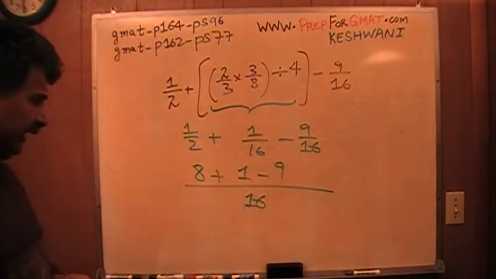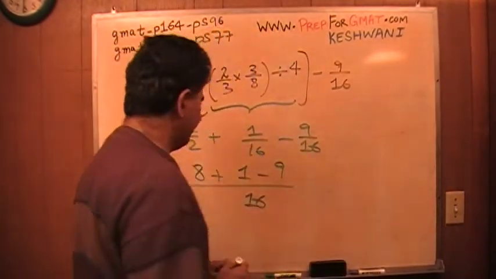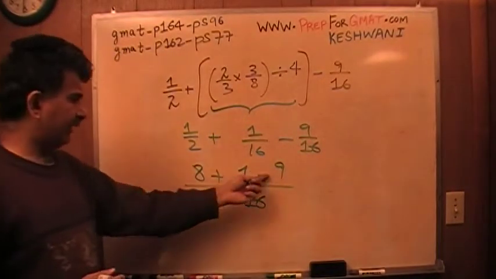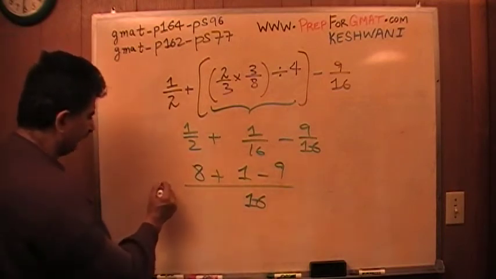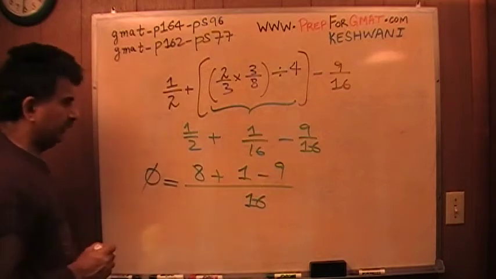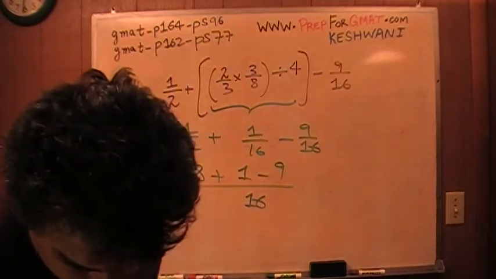So what do we end up on the numerator? 8 plus 1 minus 9. It's a big fat 0. This whole thing, basically, after all that work, all we end up is a big fat 0. That's the answer. The answer is E.